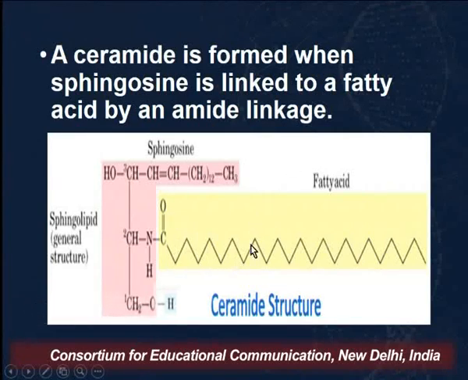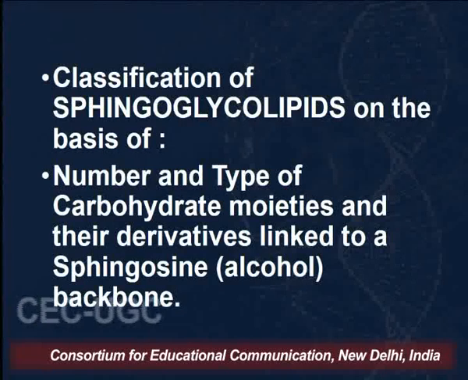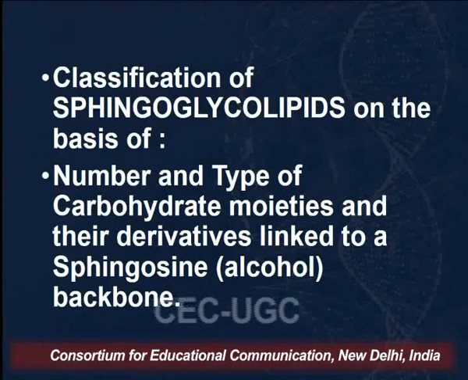When we talk of glycolipids, we find that this hydrogen, which is attached to the hydroxyl group on the first carbon, is replaced by a carbohydrate unit, which may be a monosaccharide, oligosaccharide, or a derived carbohydrate. We get a glycolipid. So now we've seen that glycolipids can be classified into sphingoglycolipids.